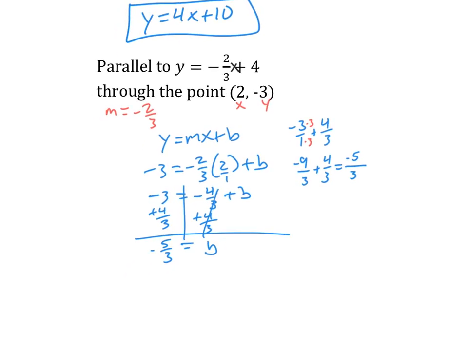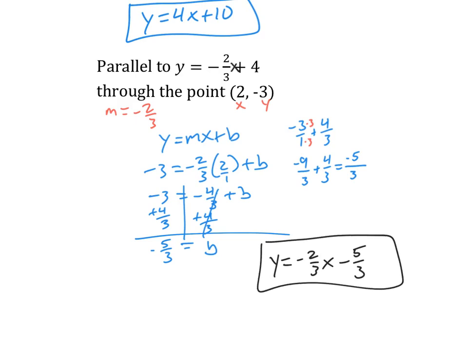We want to keep that as an improper fraction. Okay, we don't want to change it to a mixed number. And then our final equation we end up with being y equals negative 2/3 x minus 5/3. Okay, and that is the line parallel through the point 2, negative 3.